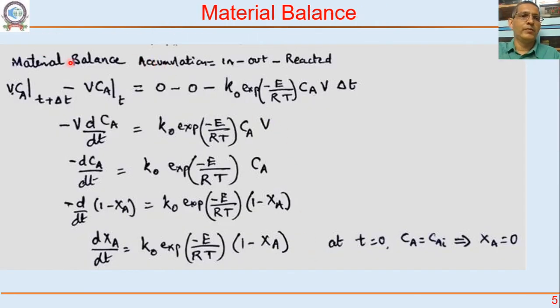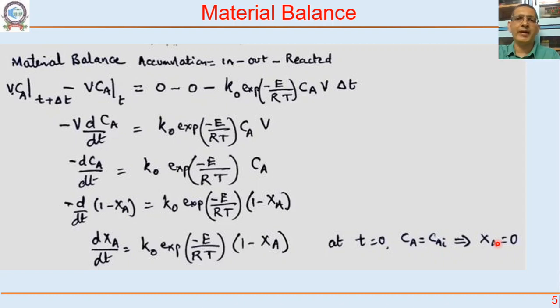Okay, here is what you will write. Material balance: accumulation equals in minus out minus reaction. Now there is no inlet and no outlet, so those are 0. So minus V dCA by dt is k0 e raised to minus E by RT CA times V. Simplify that; we write in terms of XA. So dXA by dt is equal to k0 exponent of minus E by RT into (1 minus XA). And at t equal to 0, CA is CA initial, which means XA is 0.